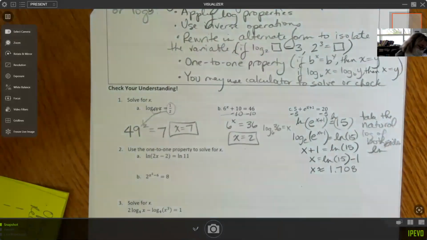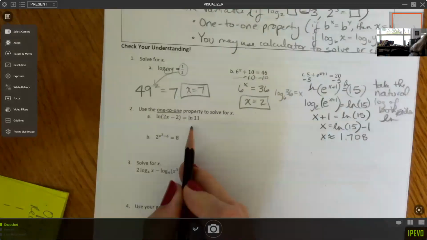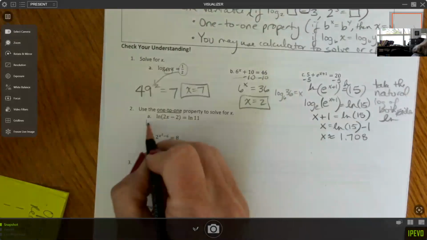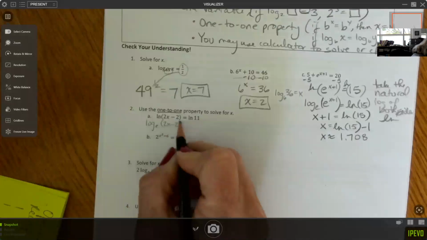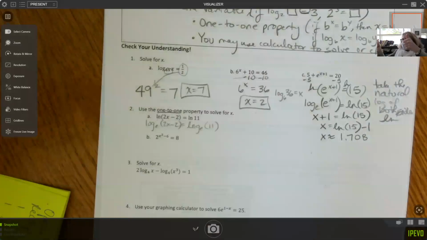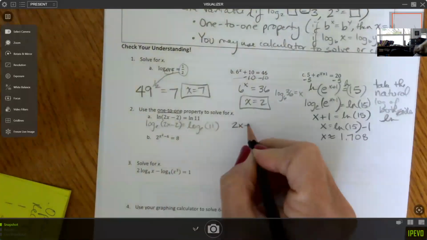Okay, so this next part, we're going to use that one-to-one property. And so here, I'm going to say, okay, same base, right? ln, you don't need to rewrite it as log base e, but I was surprised. A couple of people asked me questions yesterday that made me realize it was not effortless to visualize that. ln means log base e. Same base. So I do not have to even worry about the log part. I get to just say, oh, when does 2x minus 2 equal 11?